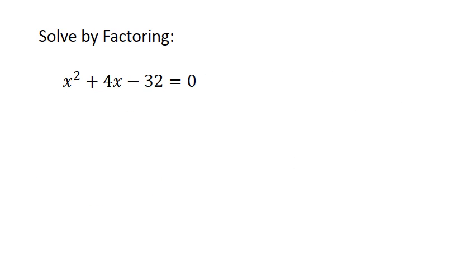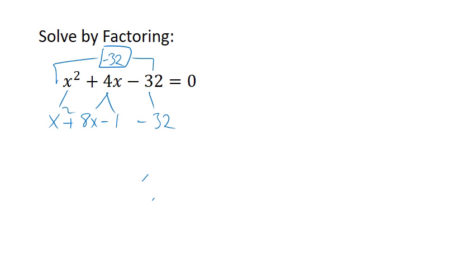Next problem, I'm going to solve by factoring again. So once again, I'm going to factor. I'm going to start by doing first times last and getting negative 32. I have x squared here. I have negative 32 here. I need two numbers that are going to multiply to give me negative 32 and add to give me 4. That is a positive 8 and negative 4.